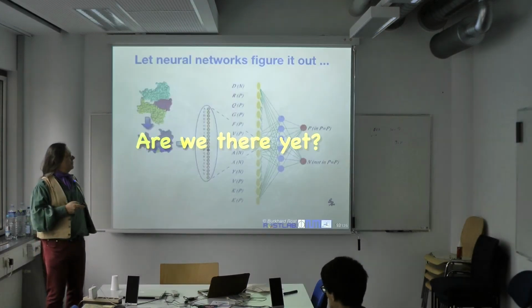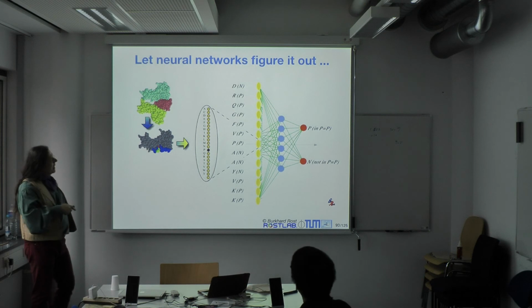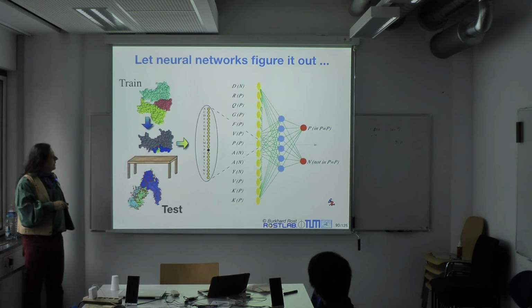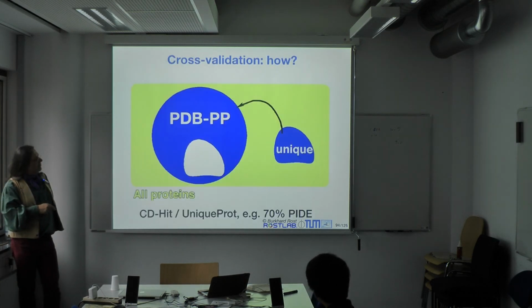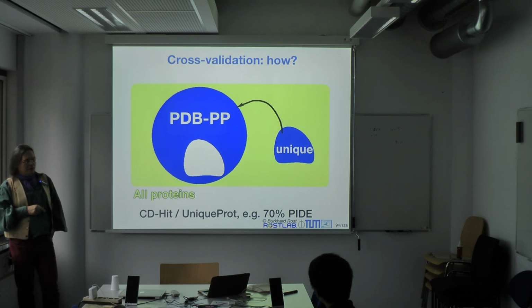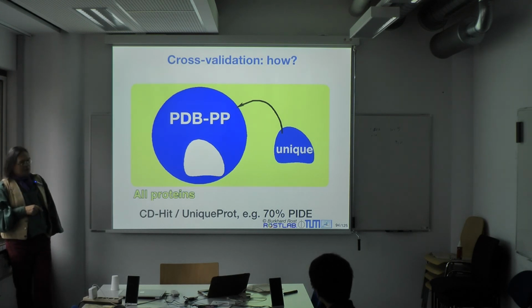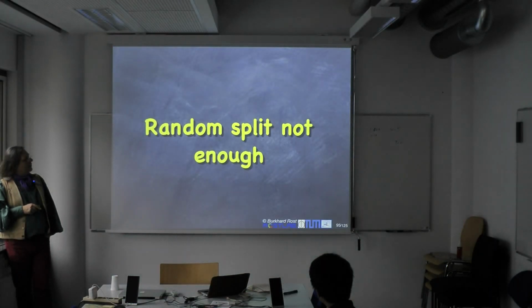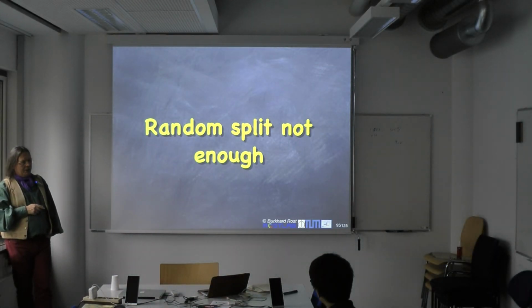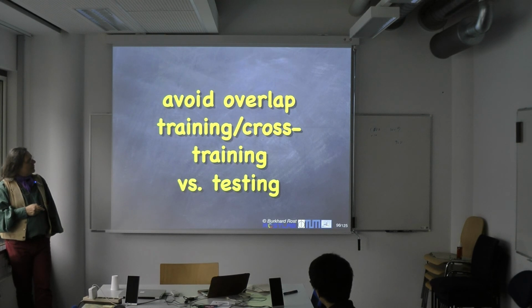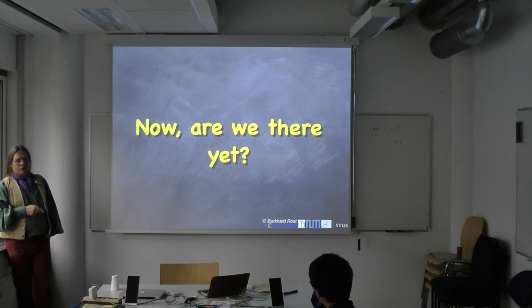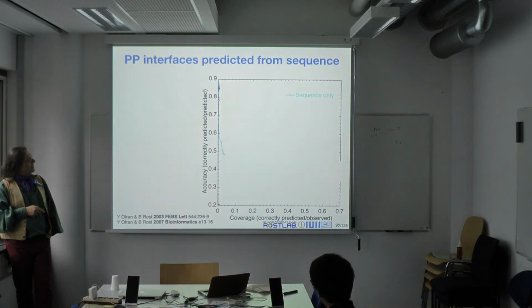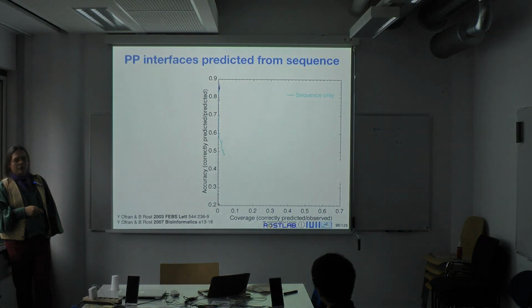You do a cross-validation. So you have to somehow hide some proteins under the table here, and after the cross-validation, provided this is done in a way where you begin with a sequence unique subset of the PDB, provided you know that random splits are not enough, and you avoid overlap between training and testing, is that all we need to do? And to some extent, yes. Now we are ready to publish a result.